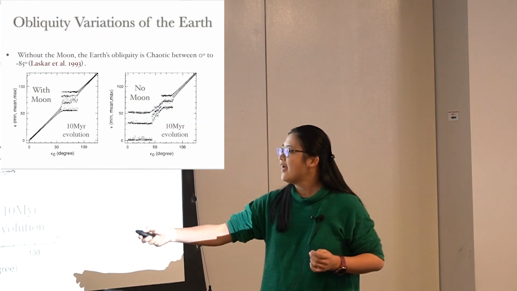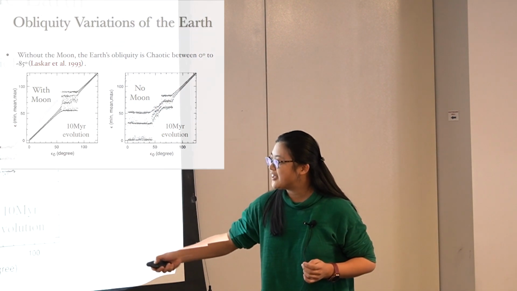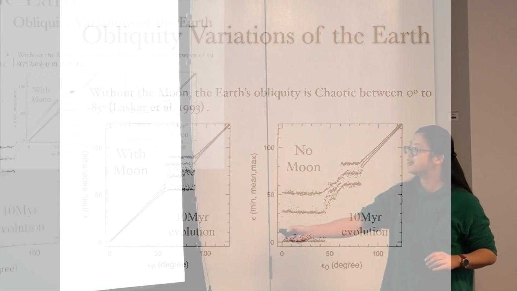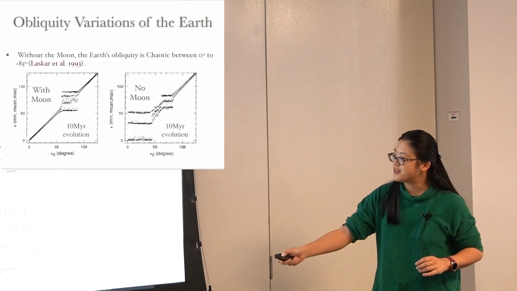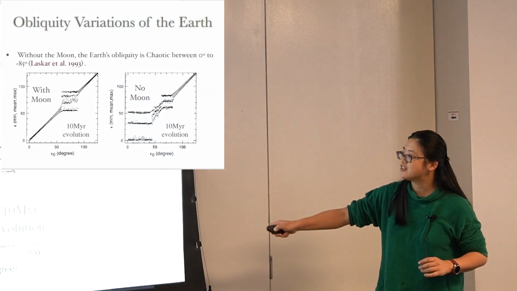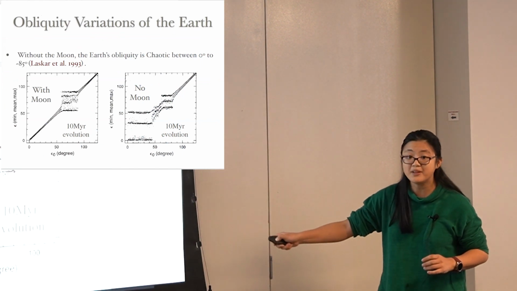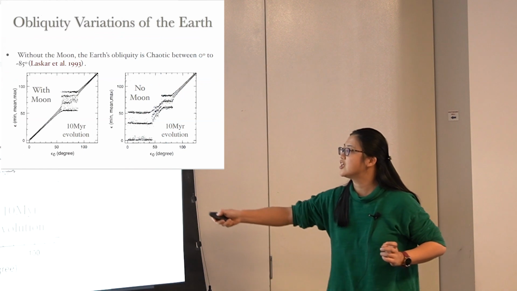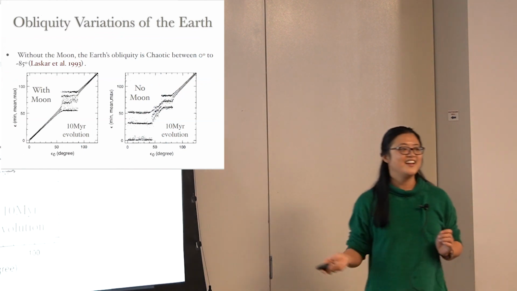With the Moon, starting with different initial obliquities and running for 10 million years, it's found that if it starts around 20 degrees, it's quite stable, and the unstable chaotic region only occurs at higher obliquity. However, for the case without the Moon, even at a lower obliquity region, we can have large variations up to 50 degrees within 10 million years. And if we allow time to go longer, it can eventually go up to 80 degrees.